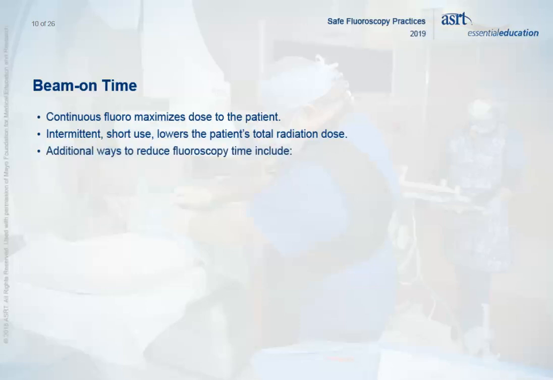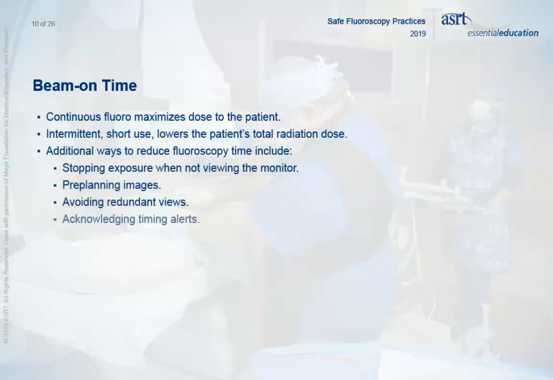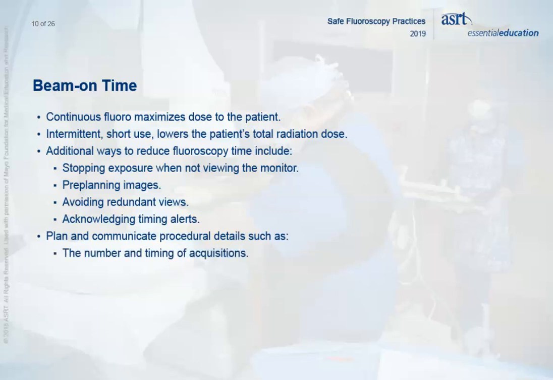Additional ways to reduce fluoroscopy time include stopping patient exposure when not viewing the monitor, pre-planning images, avoiding redundant views, and acknowledging fluoroscopy timing alerts during procedures. Before beginning a procedure, team members should plan and communicate procedural details such as the number and timing of acquisitions, contrast parameters, patient positioning, and suspension of respiration to minimize unnecessary exposures.